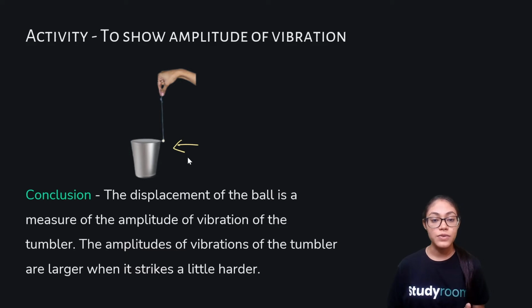What you have to observe is that the thermocol ball will get displaced to a certain extent. So here we see that the displacement of the ball is a measure of the amplitude of vibration. How much distance it travels will give the amplitude of the vibration. The amplitudes of vibration on the tumbler are larger when it is struck harder. When we struck it on the rim, the amplitude was less, and when we banged it in the middle, the amplitude became higher, right?